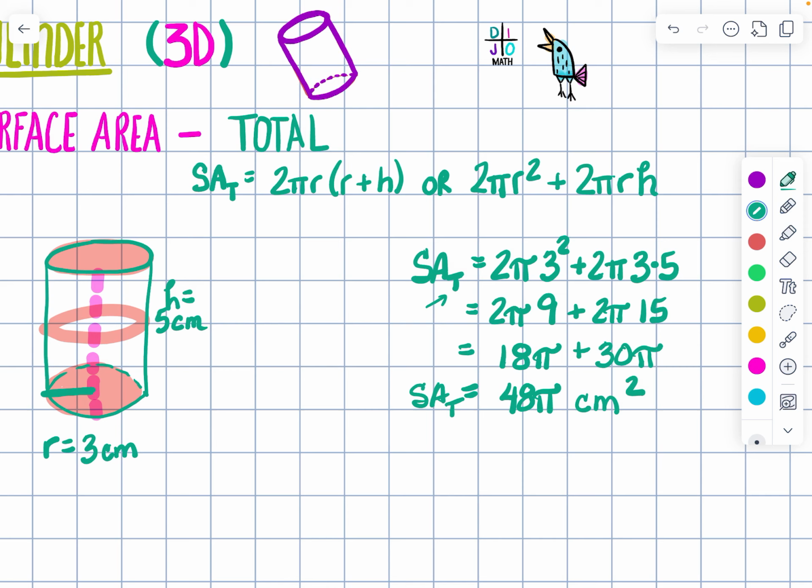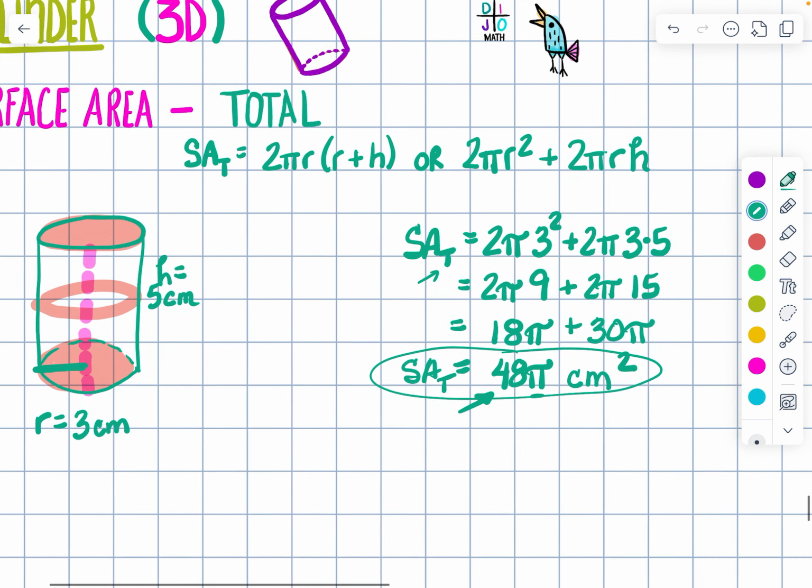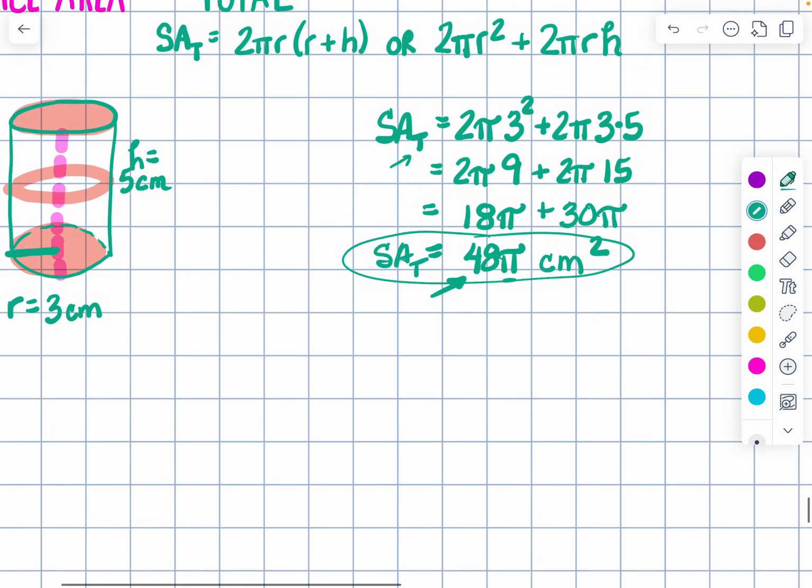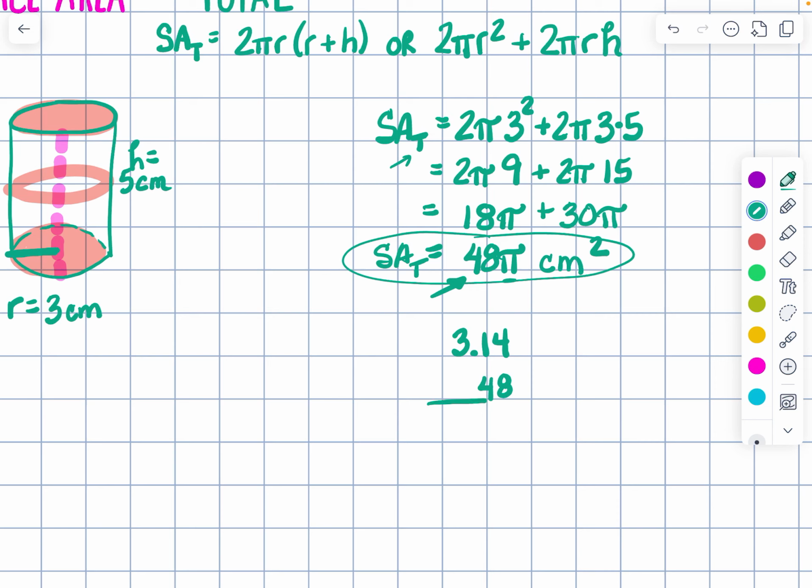Now, if your teacher asks you to leave it in terms of pi, this is what they mean. It means leave that pi just like it is and don't do anything else. Now, your teacher will probably say, substitute pi with either 3 or 3.14, or even do it on the calculator to get the most accurate information. So let's go ahead and multiply 48 times 3.14, and let's see what we get.